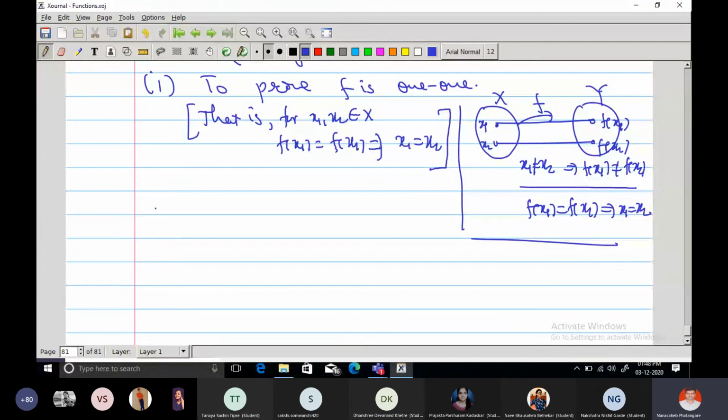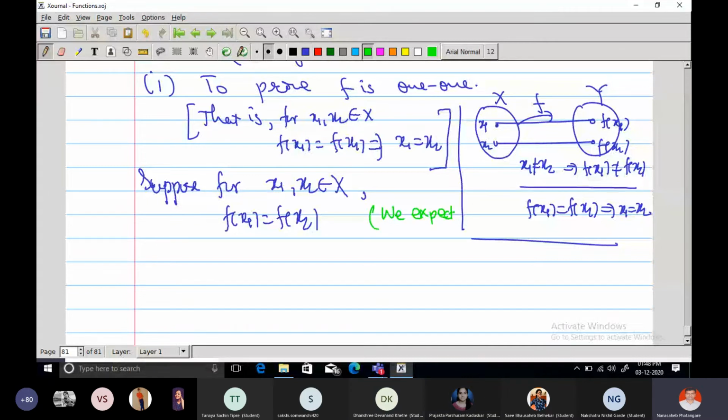What we want to get now? What we expect? x1 is equal to x2. Right, this is what we expect, but we have not proved it. Suppose x1 and x2 are two elements such that their images are the same. Then we want to prove that pre-images are also the same. That means x1 is equal to x2.